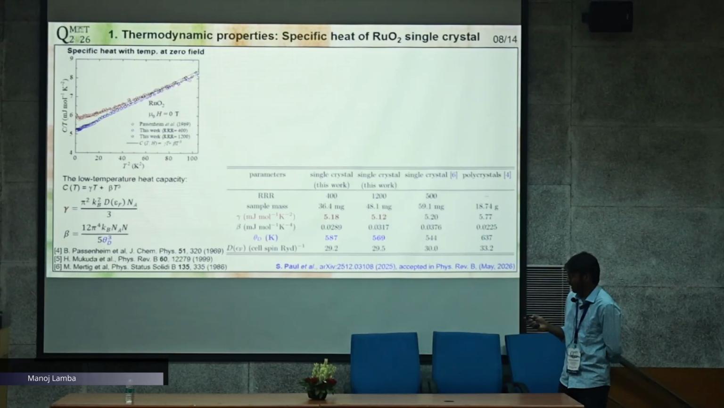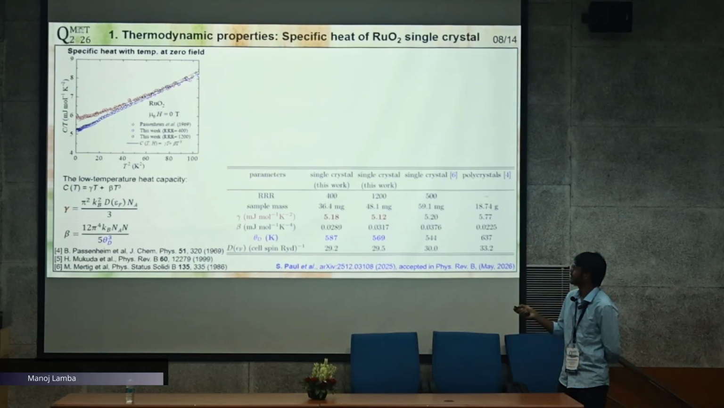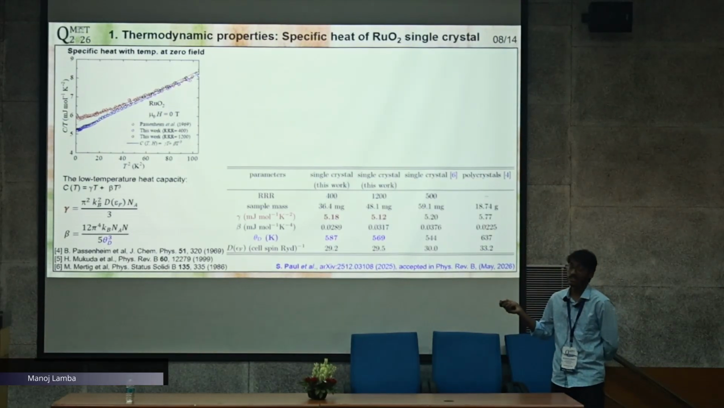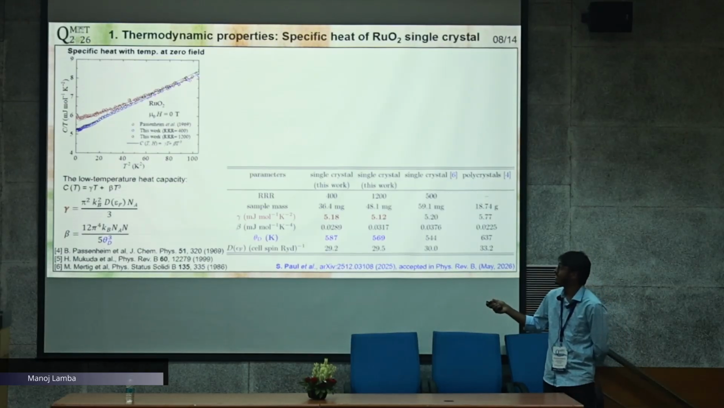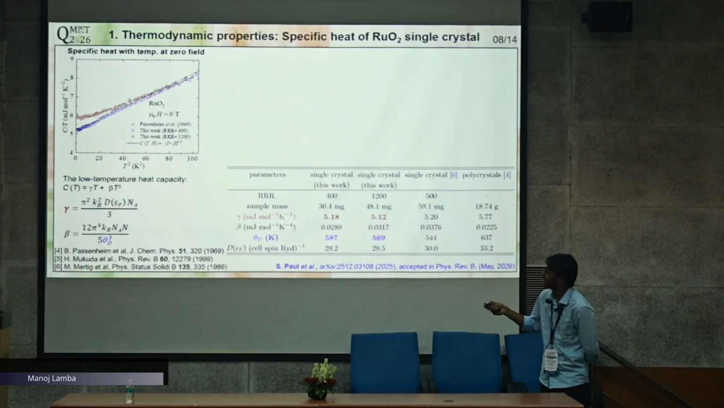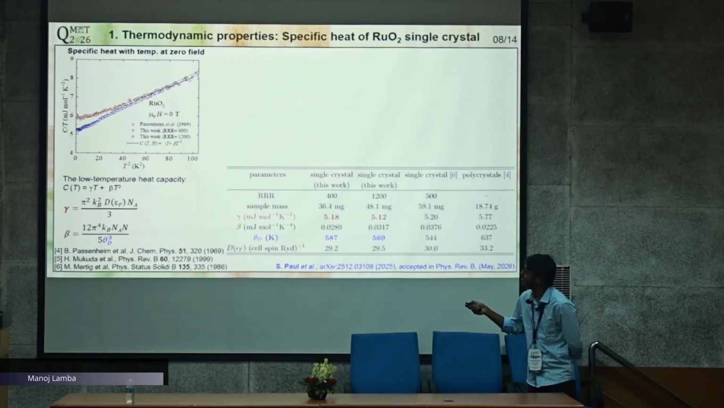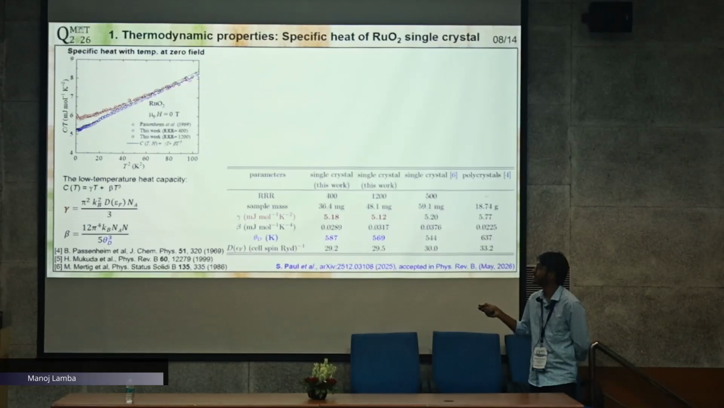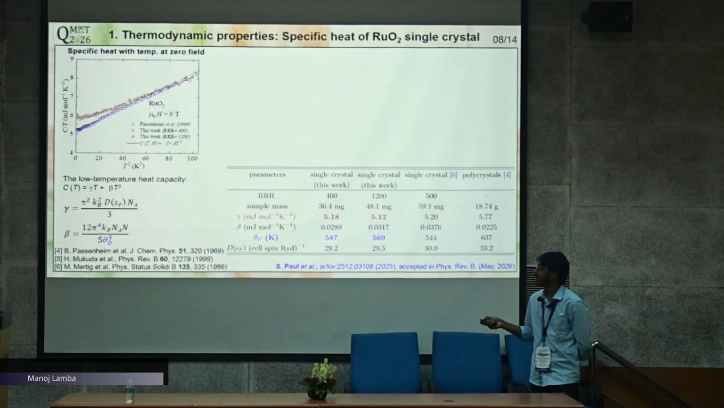Now we measure the thermodynamic properties of the system. For that, we measure the specific heat at zero field, and this is a C over T versus T square plot with some previous literature data. If we look, you can see that in the previous literature there is a nuclear quadrupole contribution at low temperature, but we didn't observe such behavior, and this is also consistent with some of the NMR reports.